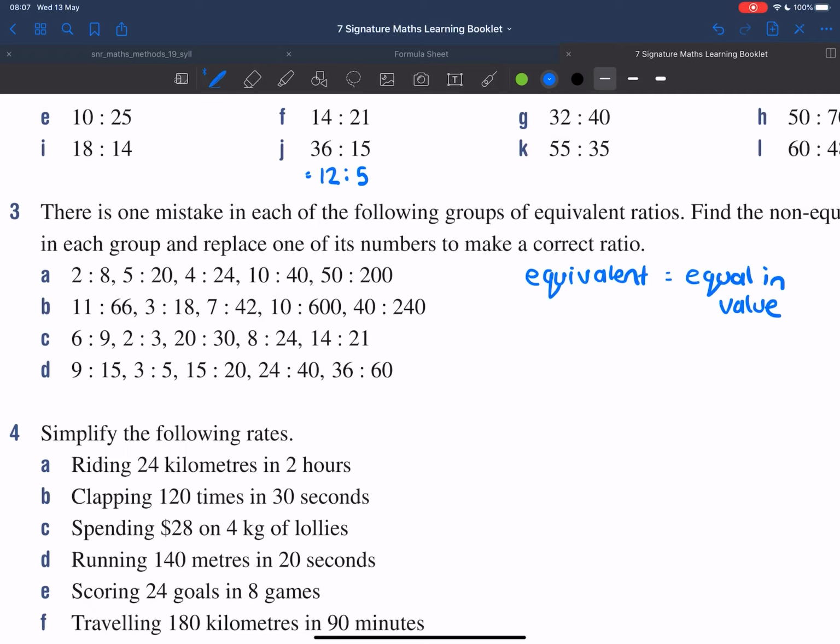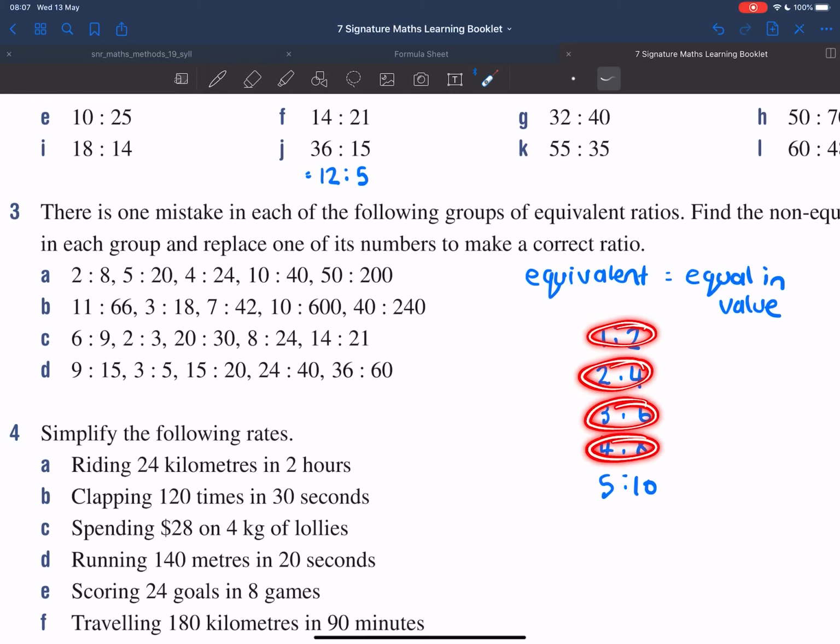Let me give you an example. 1 part to 2 parts would be the same as 2 parts to 4 parts, or 3 parts to 6. Can you see the pattern? 4 parts to 8. 5 parts to 10. The pattern is this. The second number is always double the first. It's always double. These are examples of equivalent ratios. They're all equal in value.